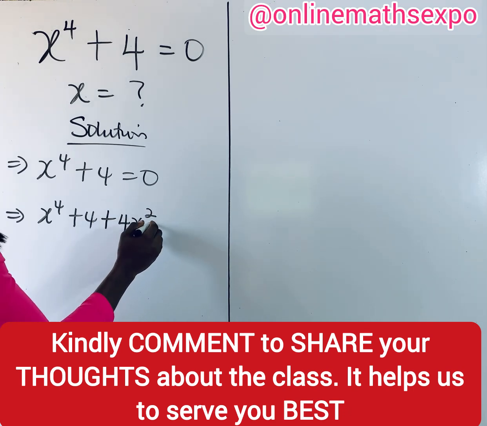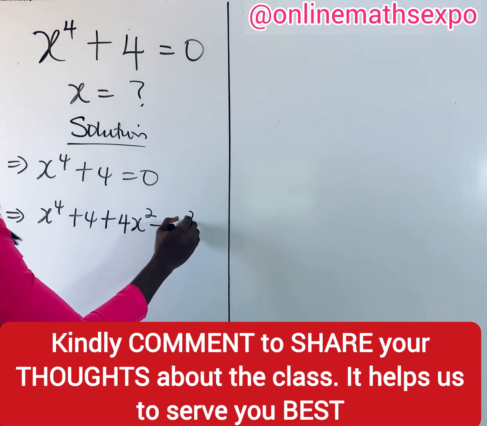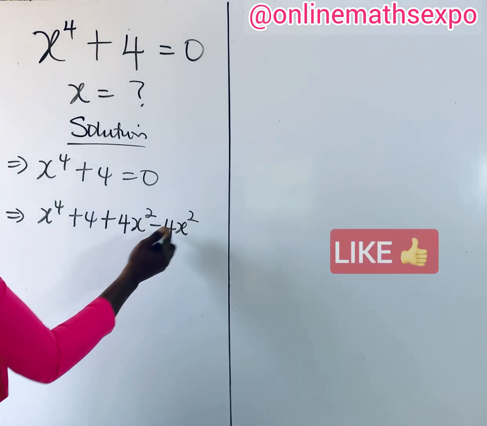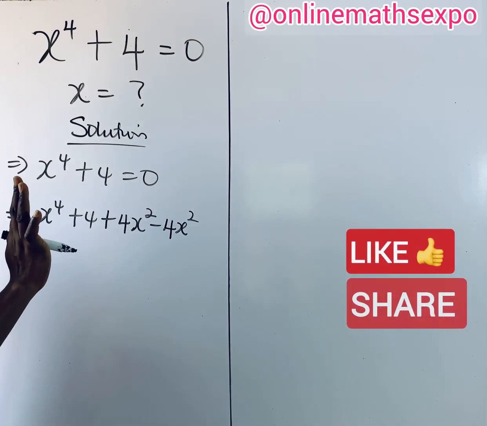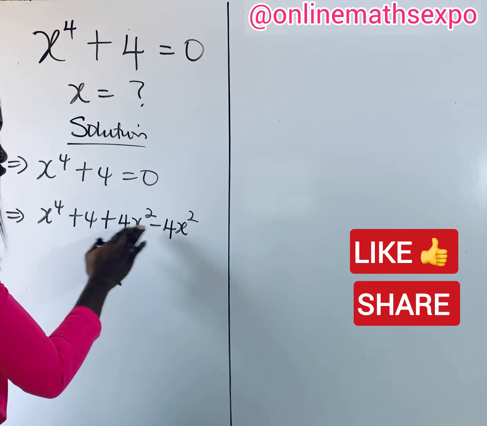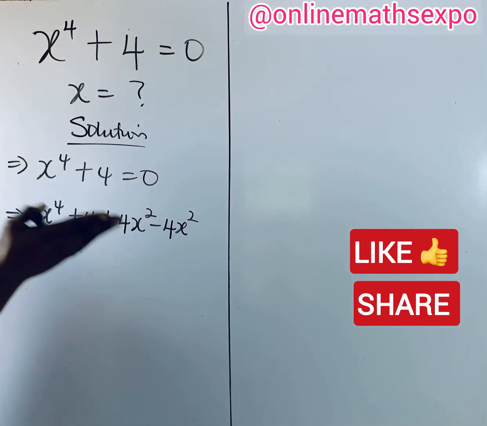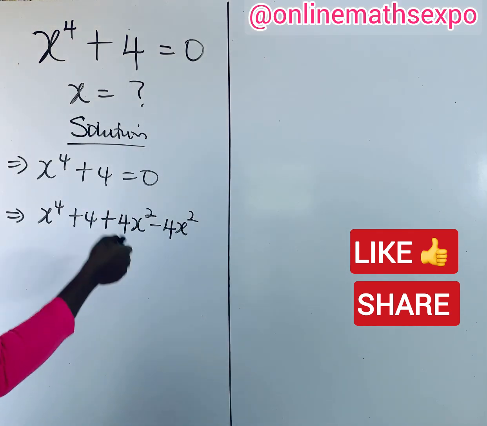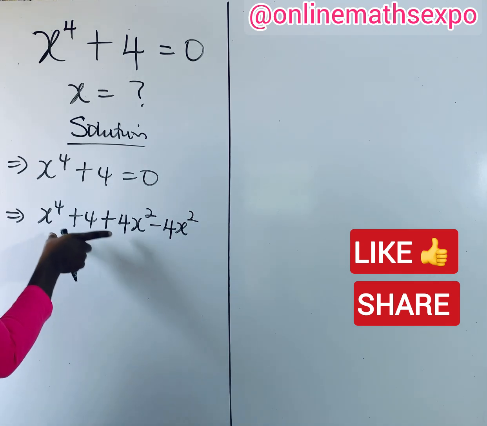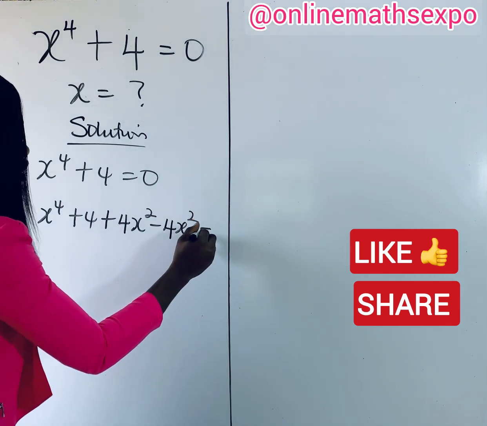And when you add it and subtract it, it has not changed anything, because 4x squared minus 4x squared still gives you 0. So you have not changed the equation. You just did this to help you solve. Let us know what you intend to add in the comments. Now, this is what I want to add, to help me solve. And this is equal to 0.